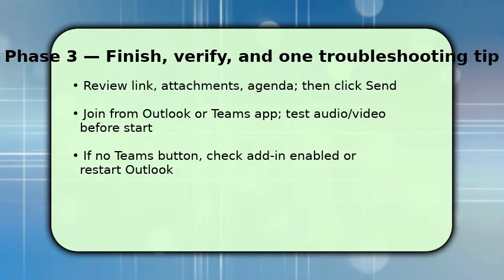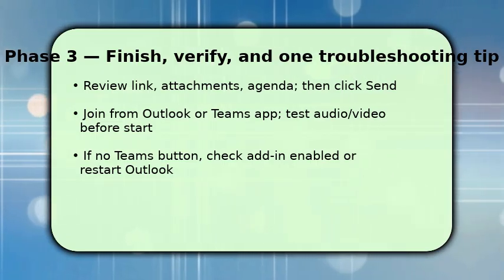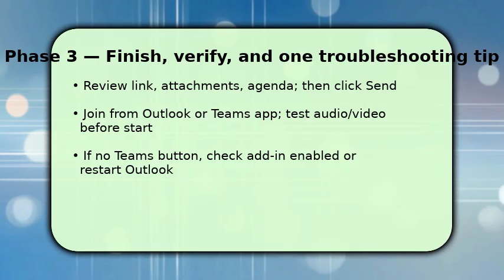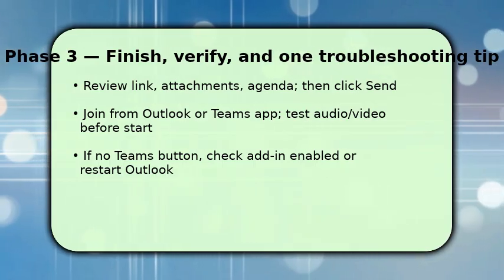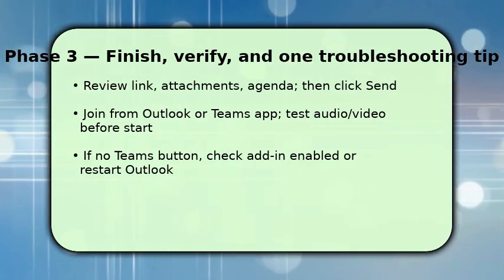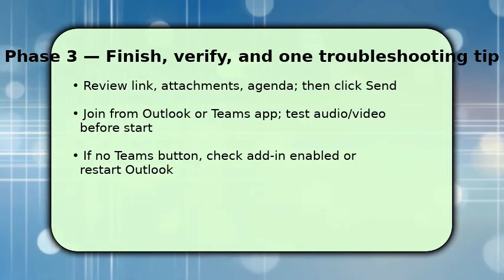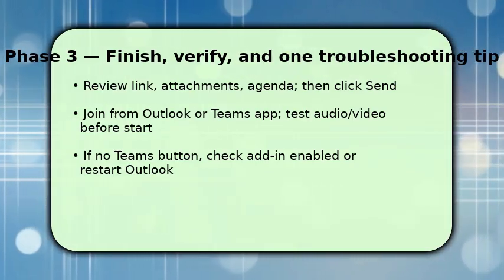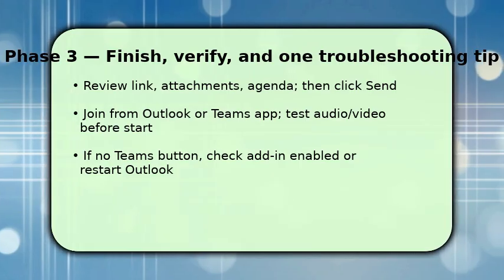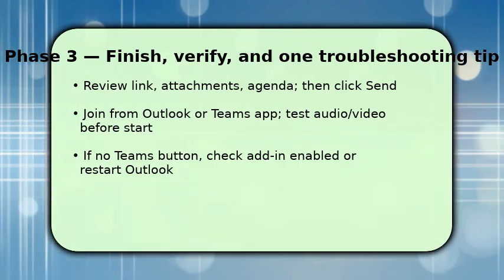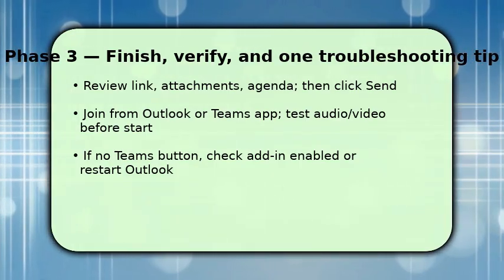When it's time, join from the Outlook meeting entry or the Teams app. Test your mic and camera in the pre-join screen to avoid delays. If the Teams meeting button is missing, make sure the Microsoft Teams add-in is enabled in Outlook settings or restart Outlook. Often a sign-in mismatch causes it, so verify account credentials and relaunch both apps.